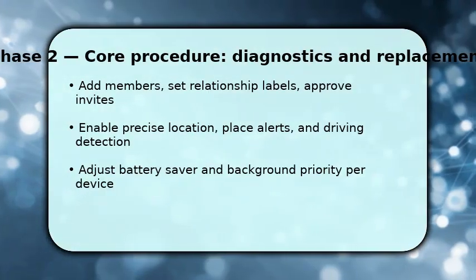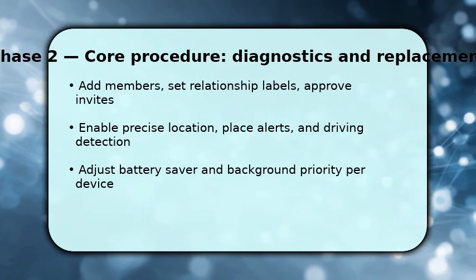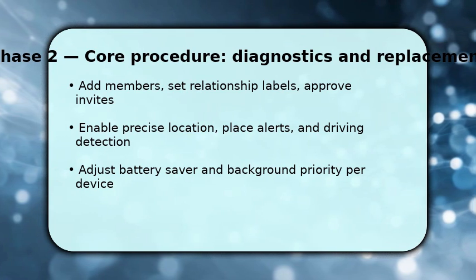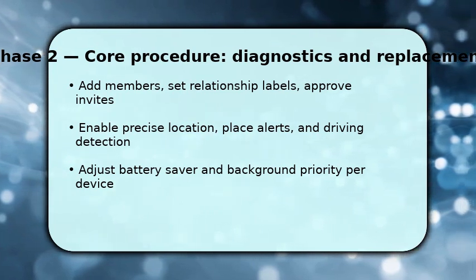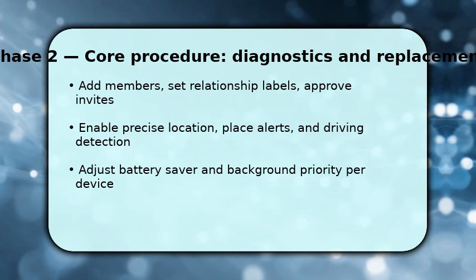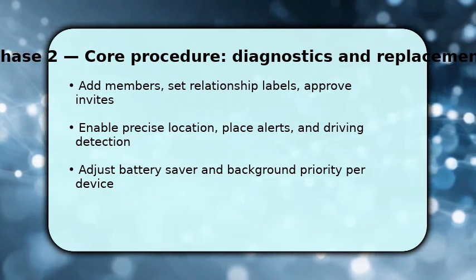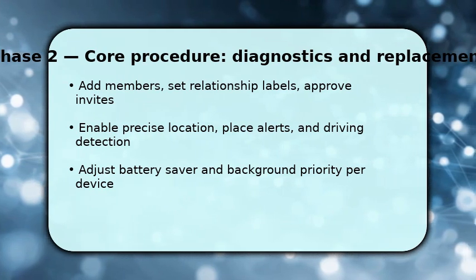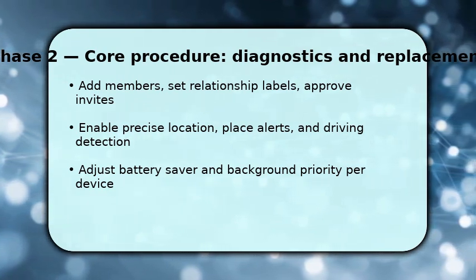Next, configure your circle and location settings so everyone appears correctly on the map. You add members, label them, and approve invites, then enable precise location and set up places with entry and exit alerts, because that automates notifications. Also turn on driving detection if you want trip summaries.